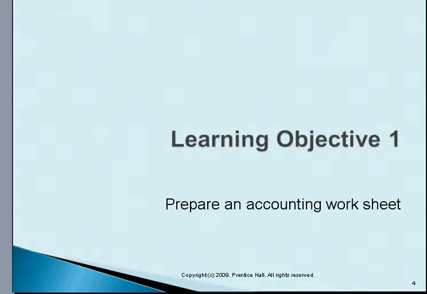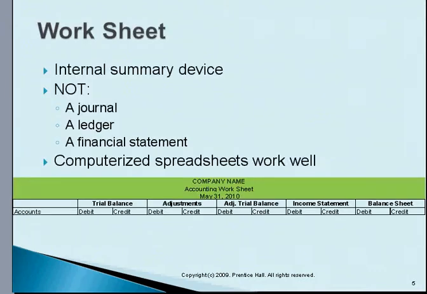Our first objective in Chapter 4 is to prepare an accounting worksheet. Now, in this condensed course, you're not going to actually have to do a full-blown worksheet, but you'll need to pull information from it in order to produce financial statements. So let's just do a quick overview of the accounting worksheet. And this is a continuation of our discussion from the end of Chapter 3.